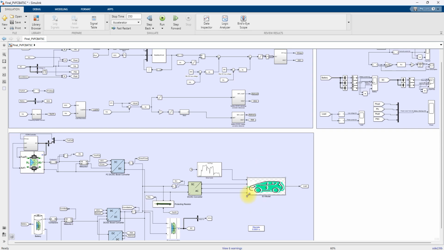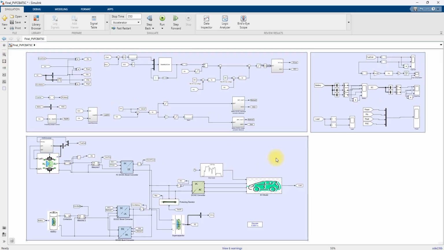If the EV motor is considered as a drive with a PMSM, permanent magnet synchronous motor, we need AC voltage, so for that we are having the DC-AC converter. So now we are going to see the results.